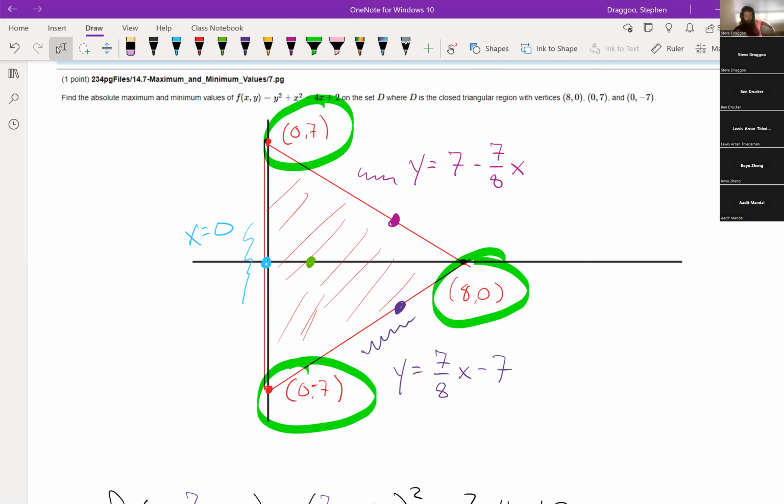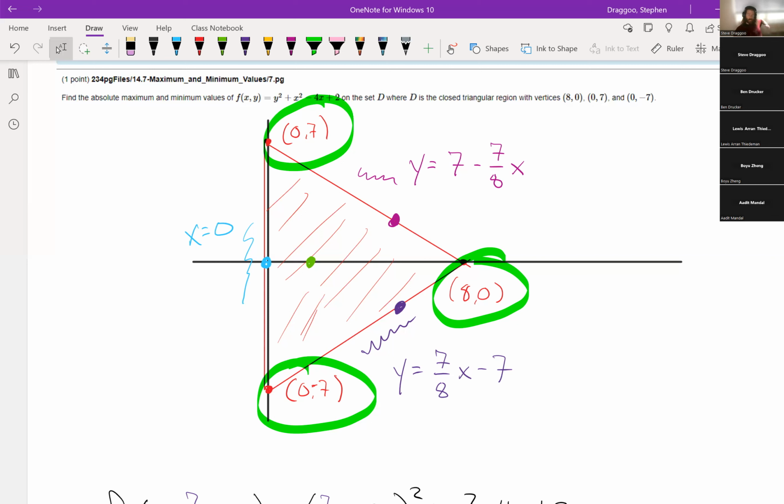Those equations being, looks like x equals 0 is the equation of the left line. I've got y equals 7 minus 7/8 x for the top line, and y equals 7/8 x minus 7 for the bottom line. But I've got equations for each of those. I'll substitute them into f so that it becomes a function of only one variable, and then find critical points on each of those 3 boundary lines. Those are the blue, pink, and purple points. Those are the critical points I came up with.